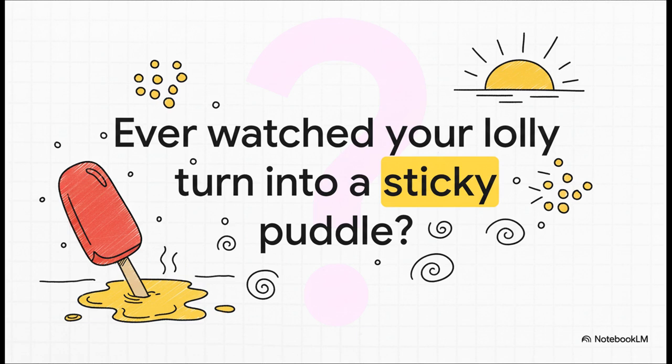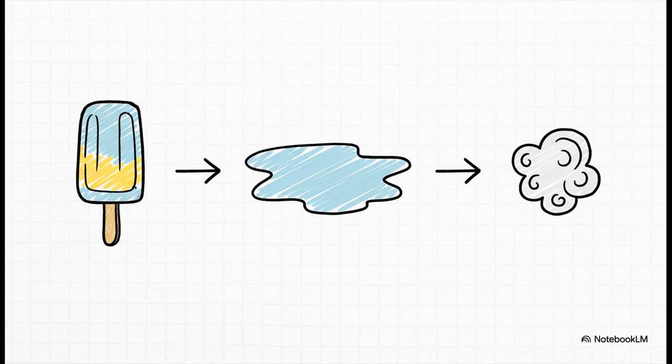Well, you're witnessing a pretty fascinating scientific process. That whole process is called a change of state. It's really just your lolly moving from one physical form, a solid, to another, a liquid. And this kind of thing is happening all around us all the time. So let's break down the 4 key changes you need to know.